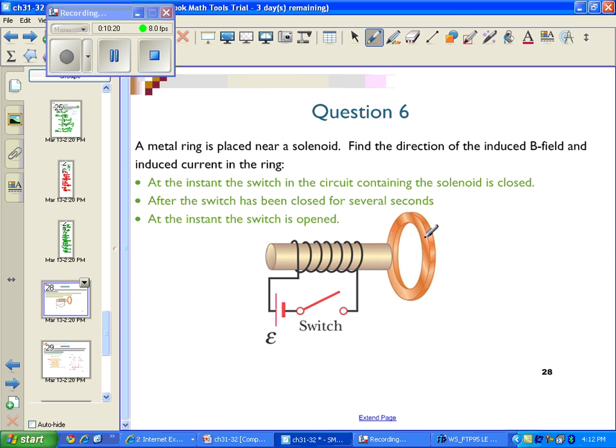In question 6, we are told that there is a metal ring which has been placed so that there is a solenoid that is directly in front of the ring. The solenoid is attached to a battery with a switch. The positive terminal of the battery supplies a current to the solenoid, which will flow in this direction here. And so you can see that current goes up, comes down. We've got current this way, this way, this way, this way.